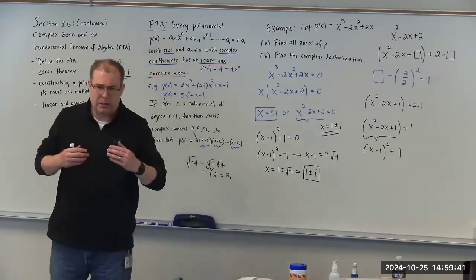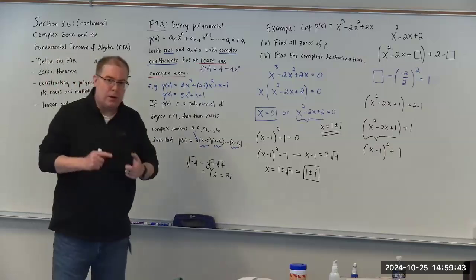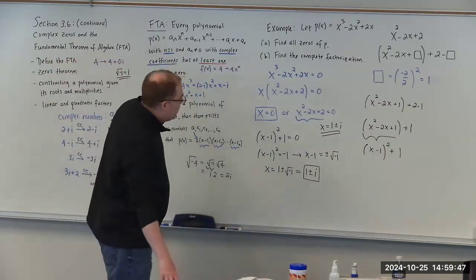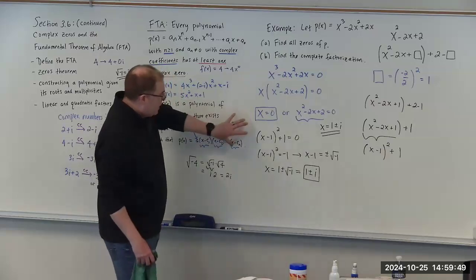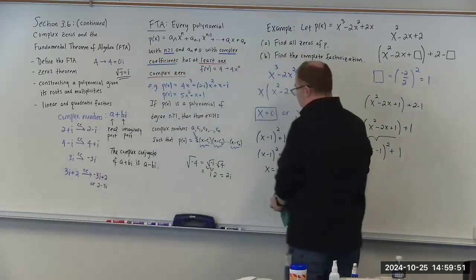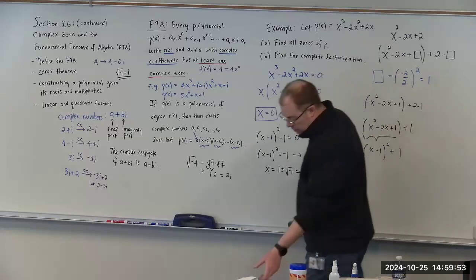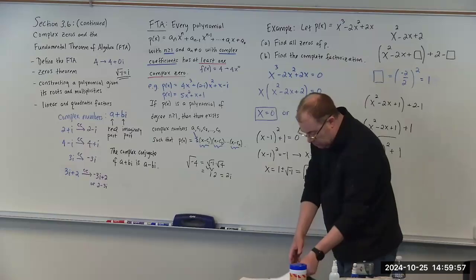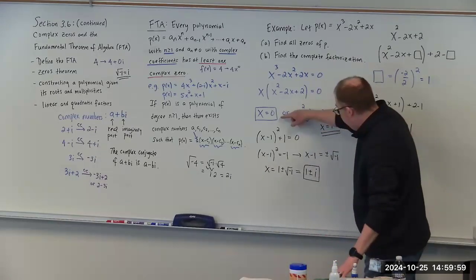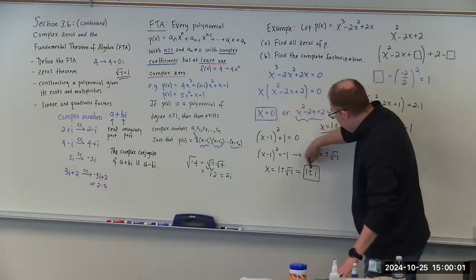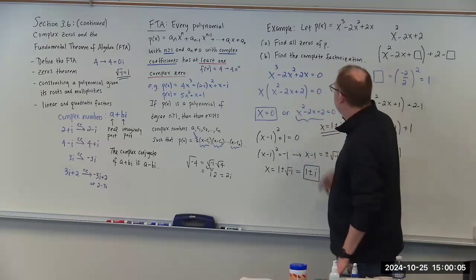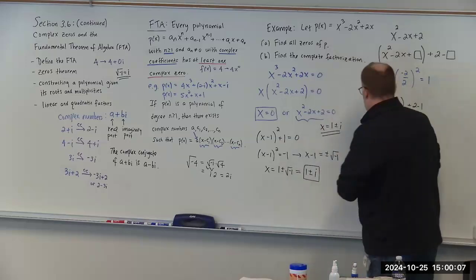Whether you use completing the square or the quadratic formula. Okay, all right, so now we have our zeros. And again, notice that we have how many zeros? 1, and then 2 and 3 if we count the signs here. So we add those up, 3. So degree 3.